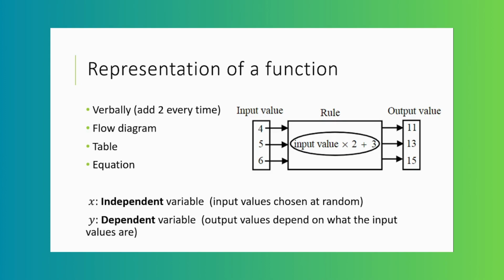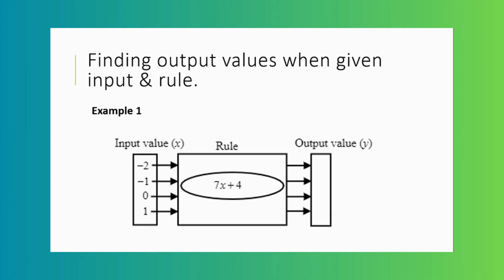First, please also just note the difference between the independent and dependent variable. X is independent because we can choose any x value, and then the y value will depend on what we chose for the x. First, we're going to look at, given an input and a rule, what is our output going to be? This is the one that you hope you get in the exam because these are very, very straightforward.